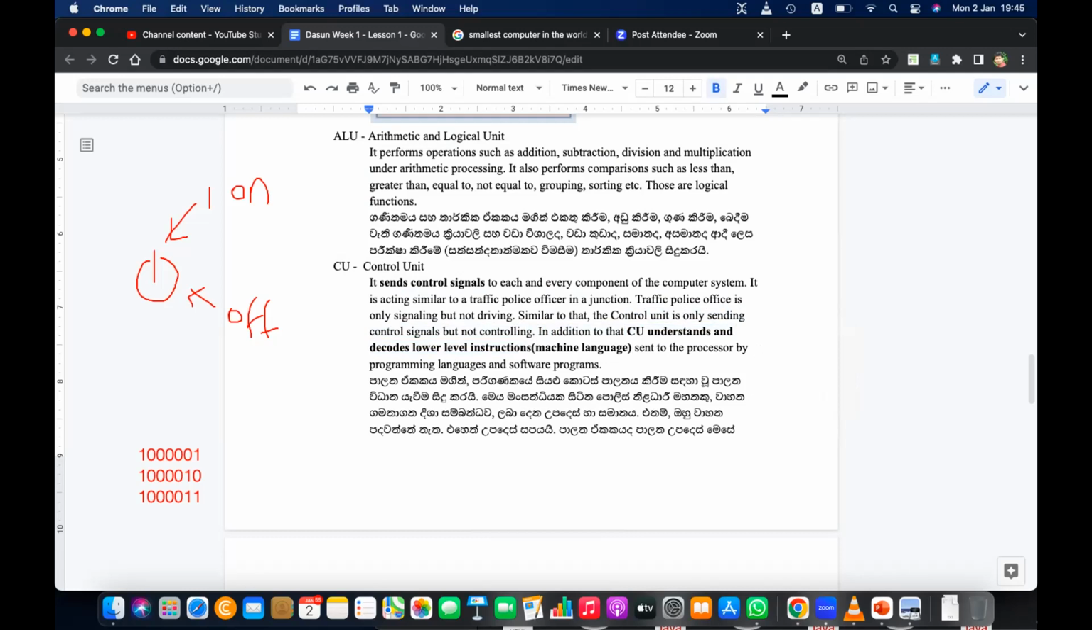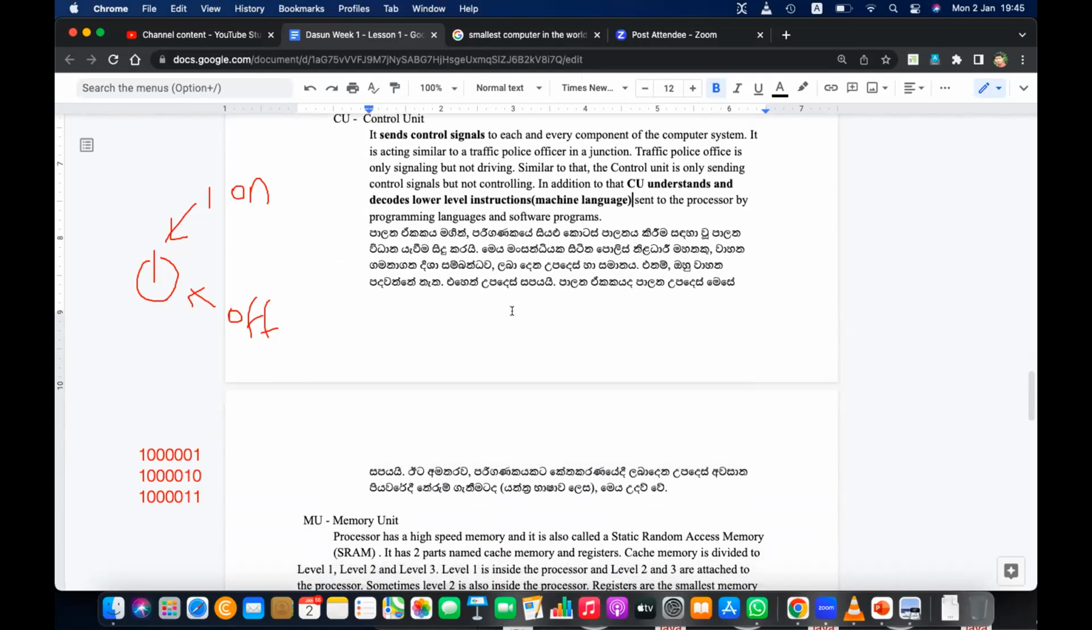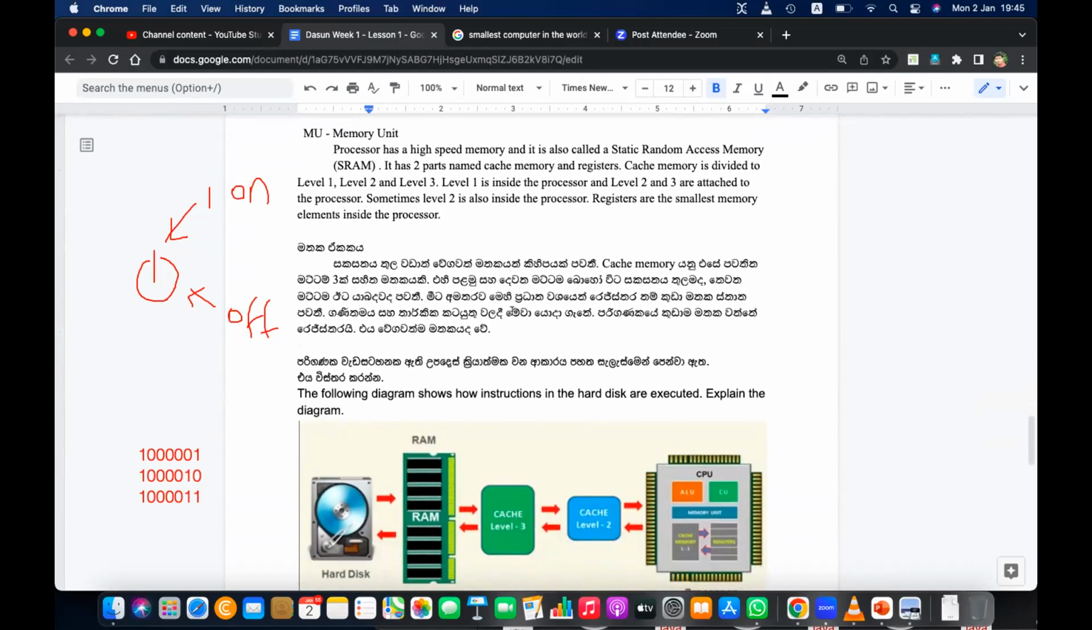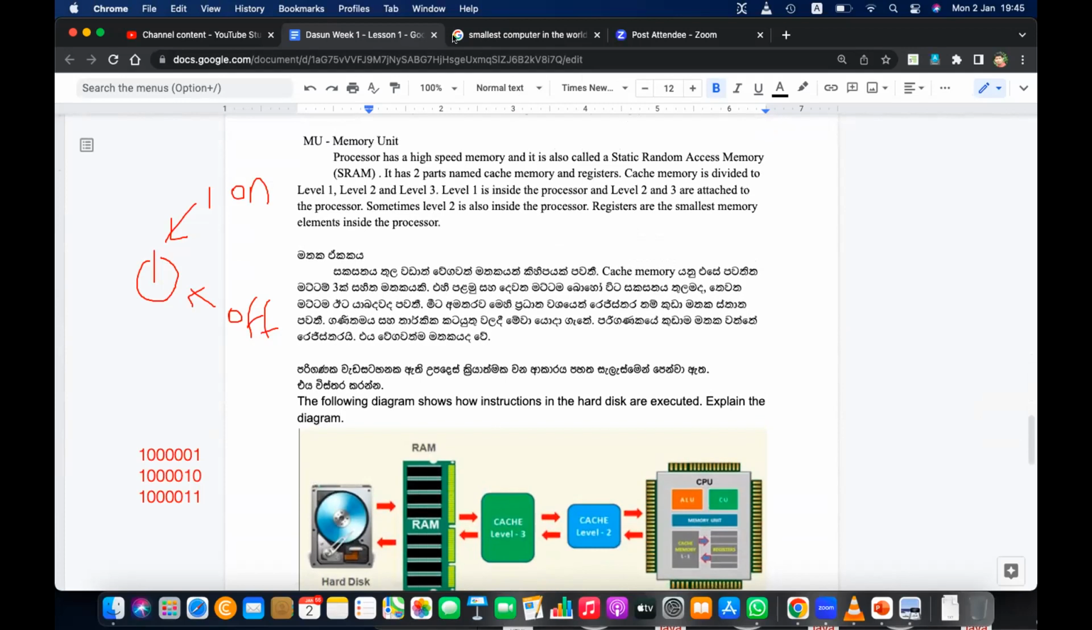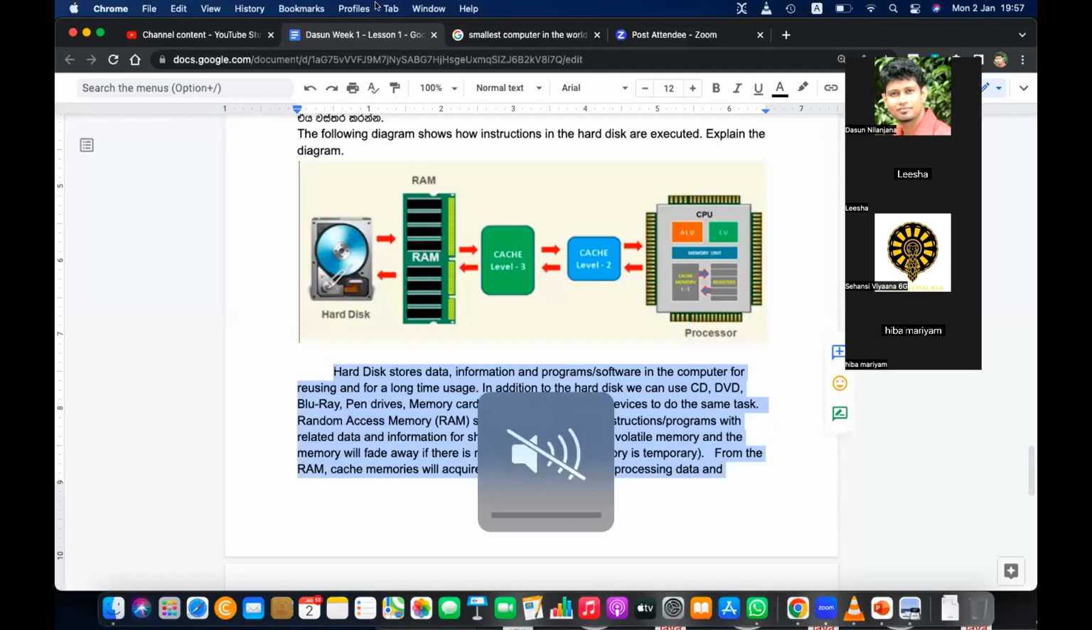Okay, let's move to the next point. Next is the memory unit, MU, memory unit. Please write down about memory unit now. Okay, what it says.